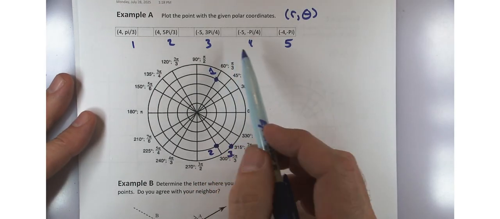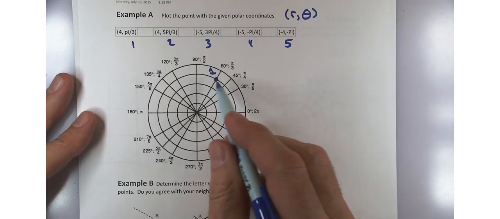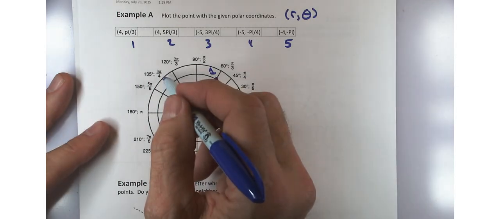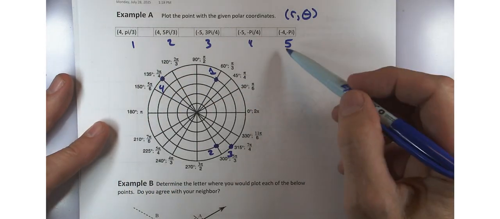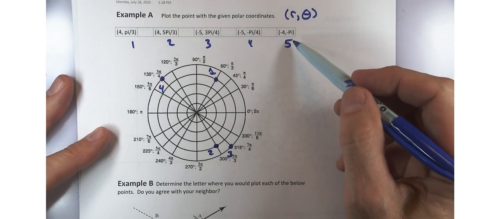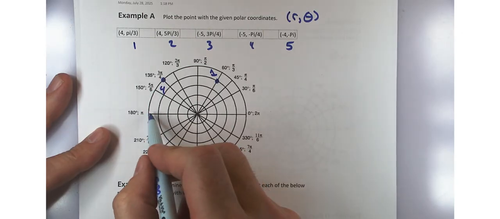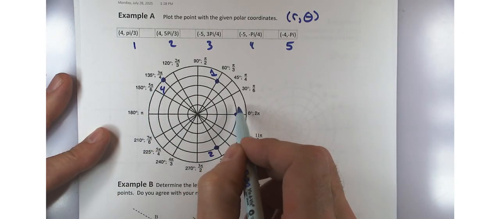4 would be negative pi over 4, so instead of going counterclockwise, you're going to go clockwise. So negative pi over 4 is going to be here, but then we've got a negative 5 taking you to the other side over to here, so that should be the fourth one. And the last one, negative 4 and negative pi. Well, positive pi and negative pi take you to the same place, but that negative means you're going to switch sides over to here, so that would be your fifth point.